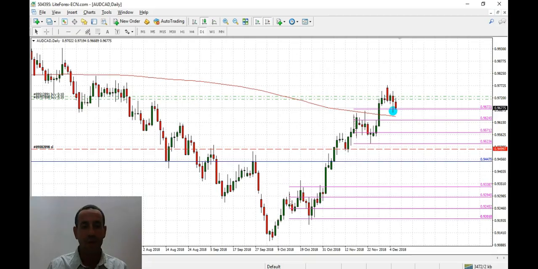Alright guys, so we're going to start with the Australian versus the Canadian dollar. As I've mentioned earlier, it's on the downside right now actually. Now we've entered here at 92.92. This is my entry price, 92.92. Let me mark this right down for you so we can see exactly the entry price.